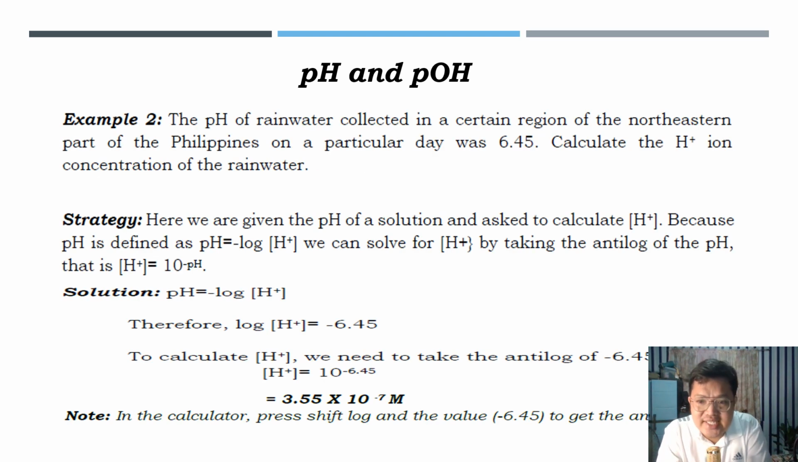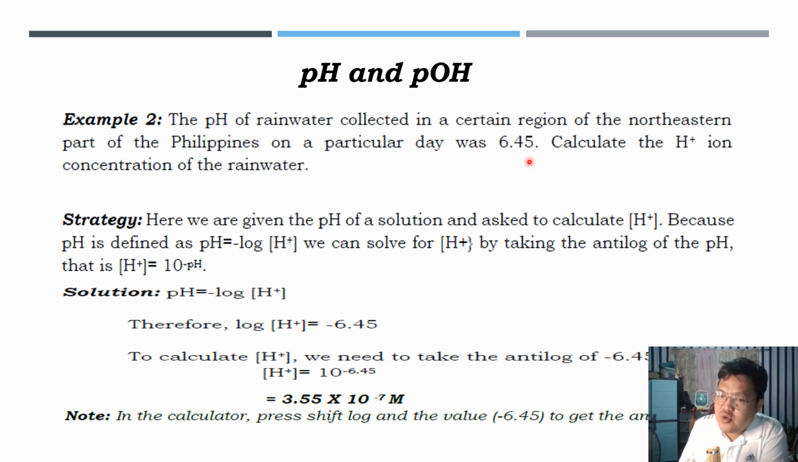Now let's move on to example number 2. For example number 2, we have the problem: the pH of rainwater collected in a certain region of the northeastern part of the Philippines on a particular day was 6.45. Calculate the H plus ion concentration of the rainwater. So in this problem, the pH was already given and the pH is 6.45.